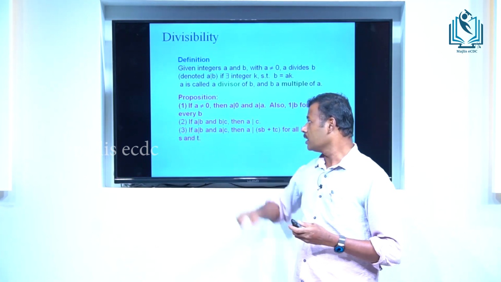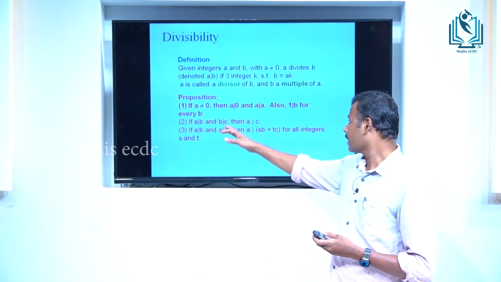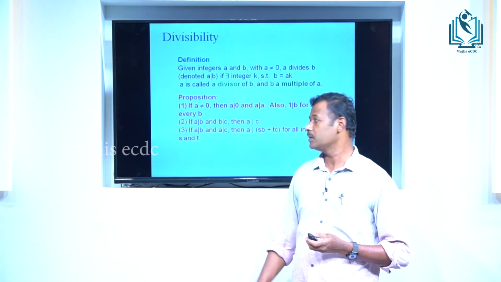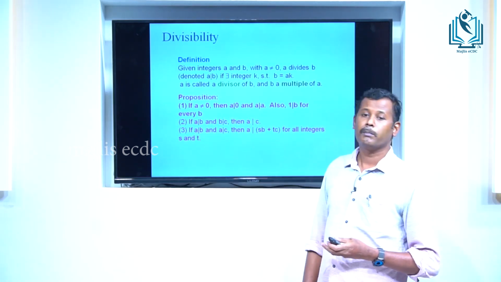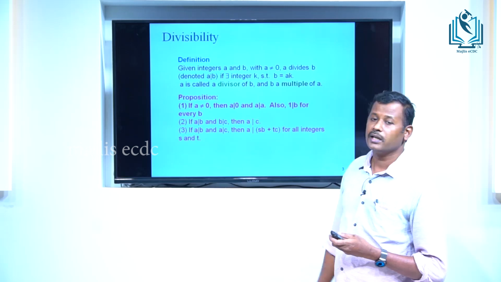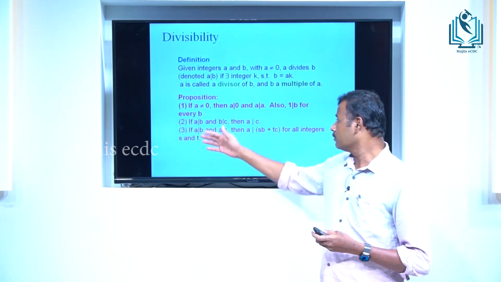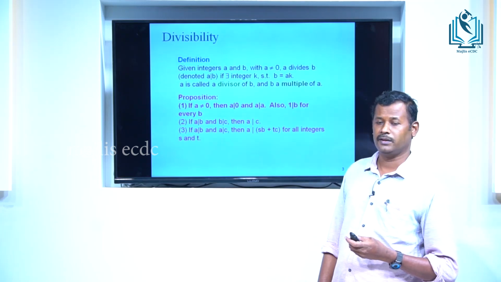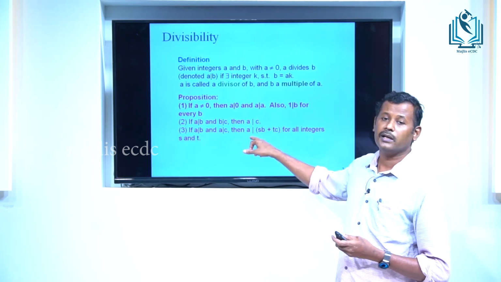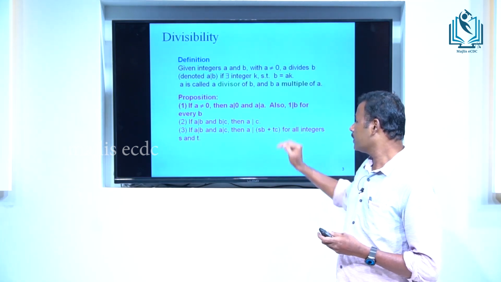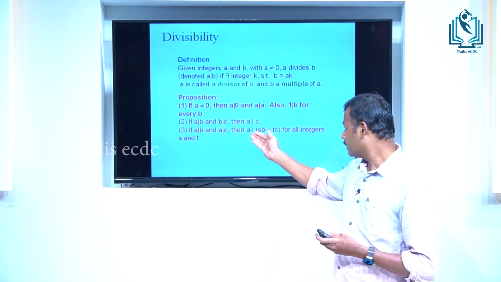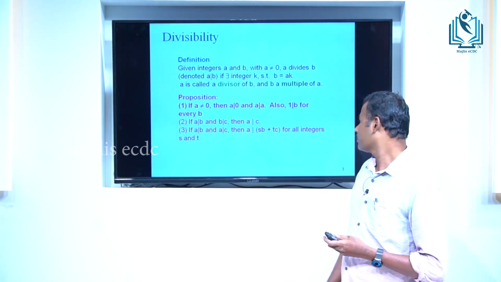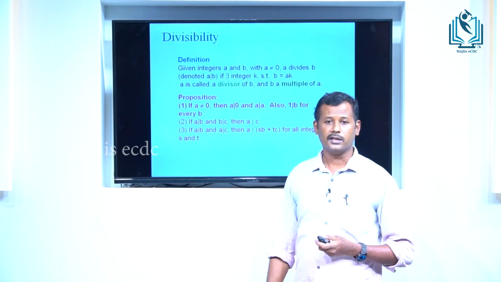And the next proposition: if a divides b and b divides c, then a divides c. And the third one is: if a divides b and a divides c, then a divides sb plus tc. That means a divides a multiple of b plus a multiple of c, for all integers s and t.